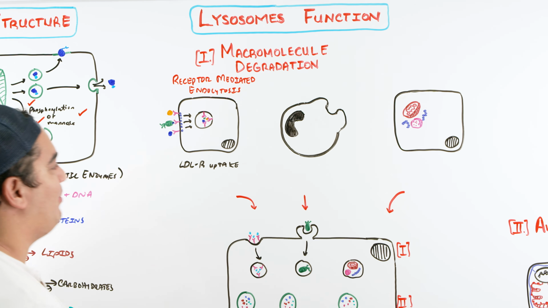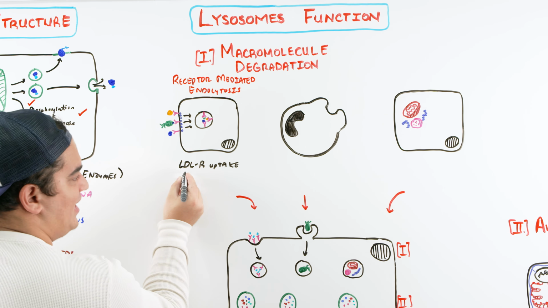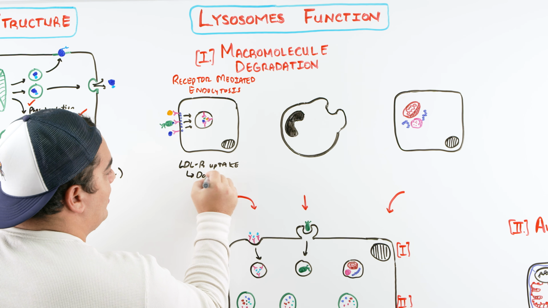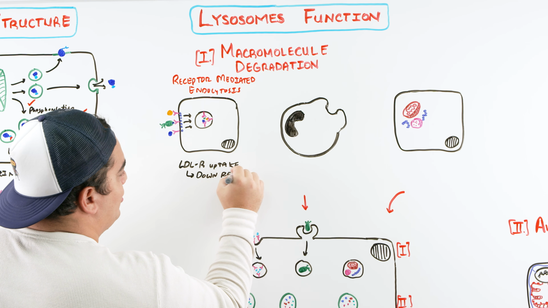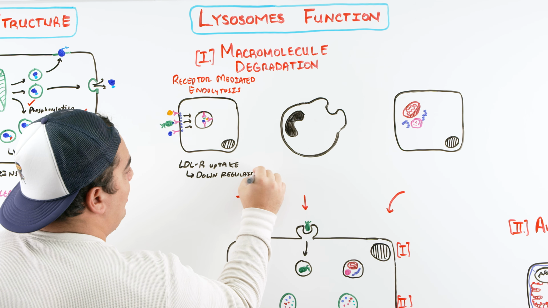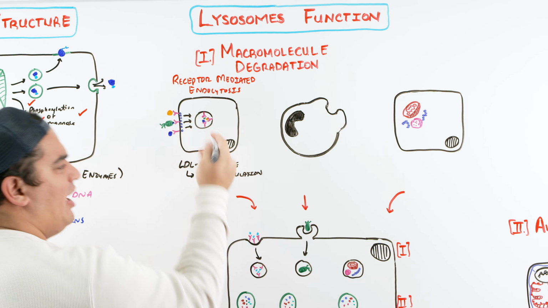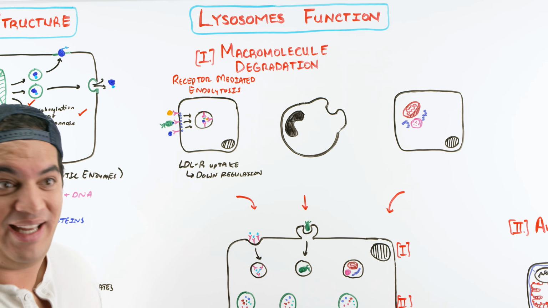So that's one example here. Let's say, for example, here's this LDL receptor uptake. This could be an example of something called down-regulation. That's where we would bring these receptors into the cell, bound to whatever it may be, and have them get broken down, and then we can use them later when we need them.